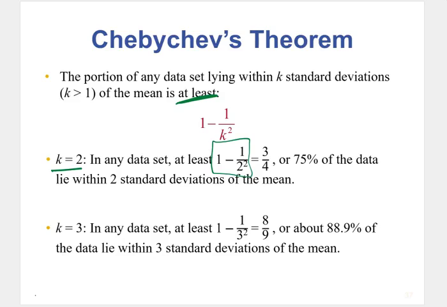And if you wanted 3 standard deviations, you would put in k equals 3 into the formula, and you would get 8/9, and that is 88.9%. At least 88.9% of your data will be within 3 standard deviations. And again, this is for any distribution. So let's look at some examples.